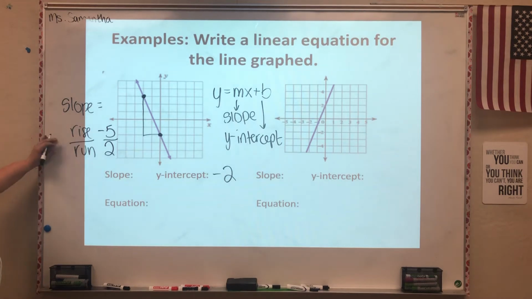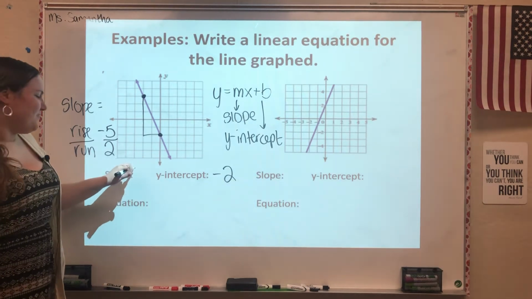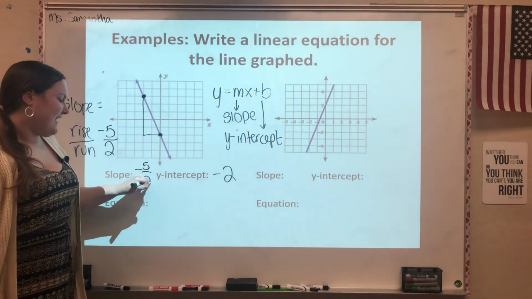Now we got the fraction -5 halves. I'm going to ask myself, can I divide that? Nope. Can I simplify that? Is there a number I can divide 5 and 2 by? Nope. So that right there is our final answer. Our slope is -5 halves.